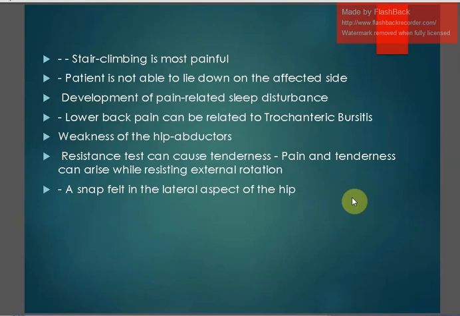The kinetic chain is impaired. There is weakness of the hip abductors. A resistance test can cause tenderness. Now, pain and tenderness can arise while resisting the movement, that is, the external rotation of the hip. A snap can be felt in the lateral aspect of the hip.